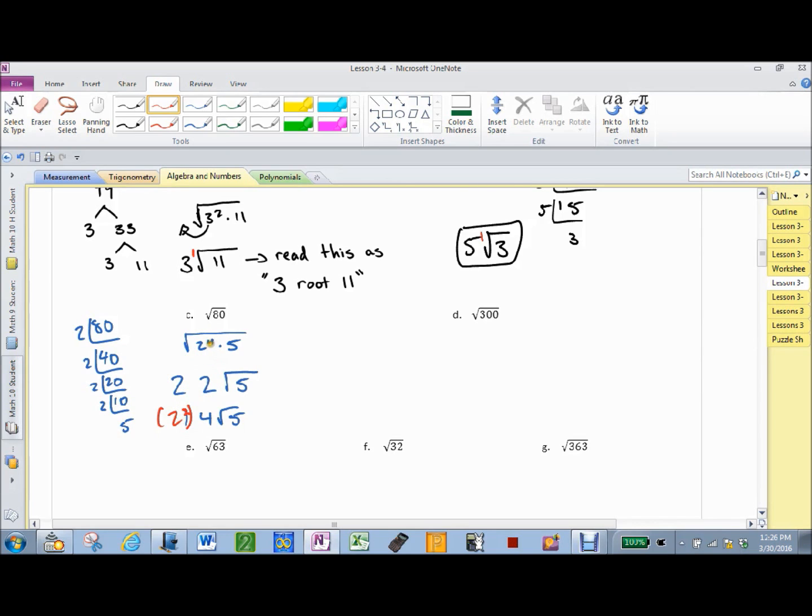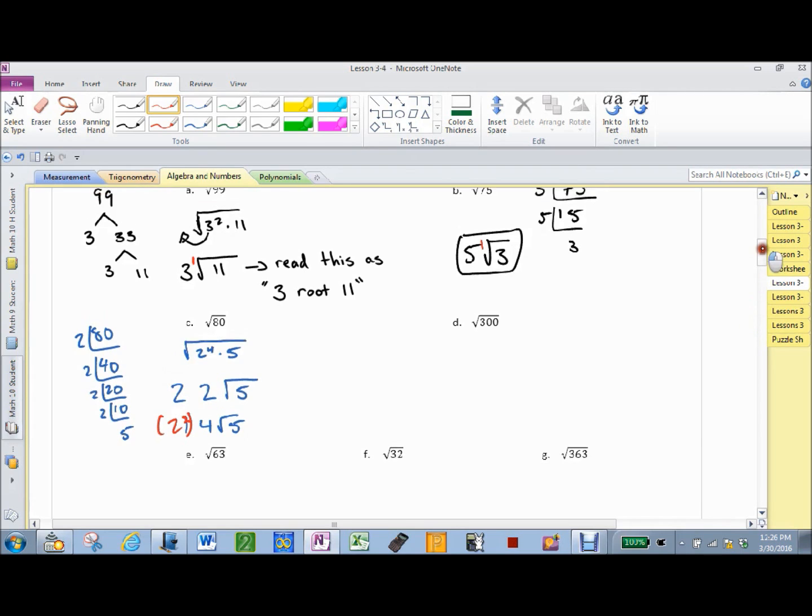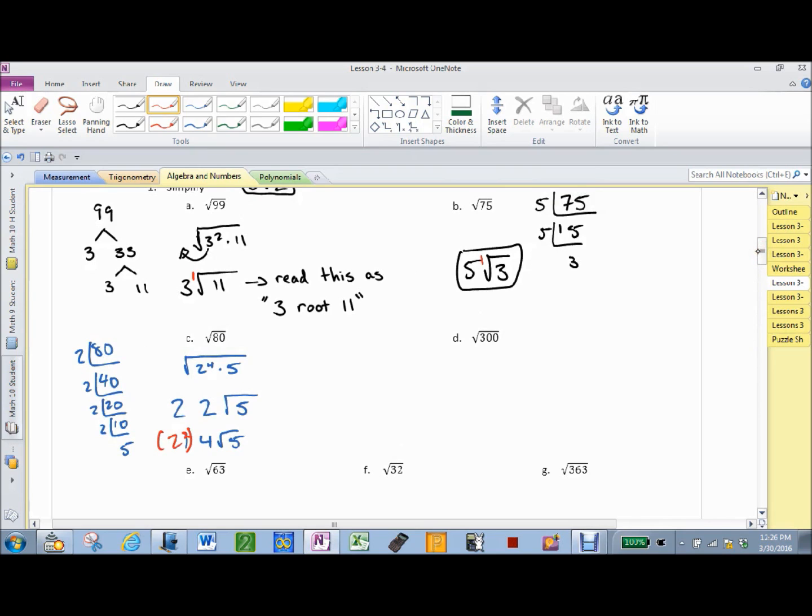What if you had a 6 there? What would it be out here? 3. What if you had an 8 there? 4. What if you had a 12 there? 6. Does everybody see how it works? Will it work with odd numbers? No, unless you leave the remainder. Understand? That's trick 1. I'm going to show you trick 2 right now.